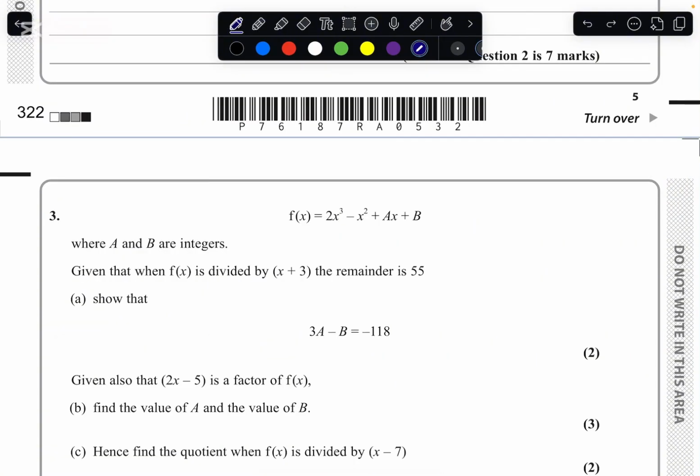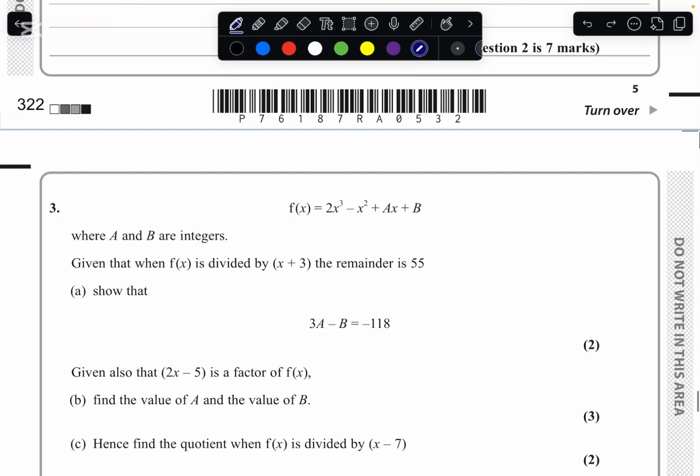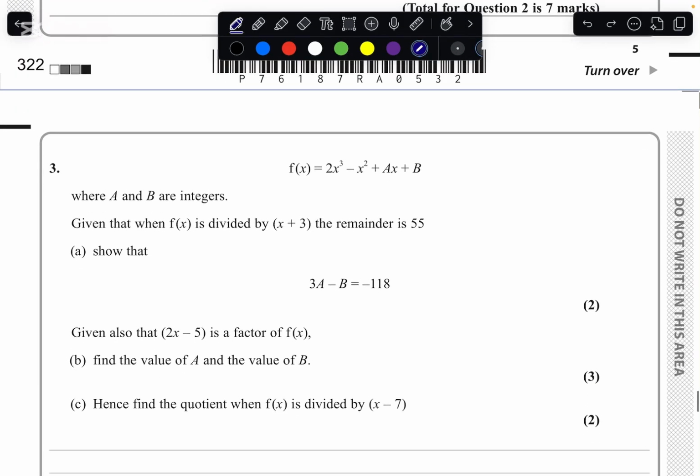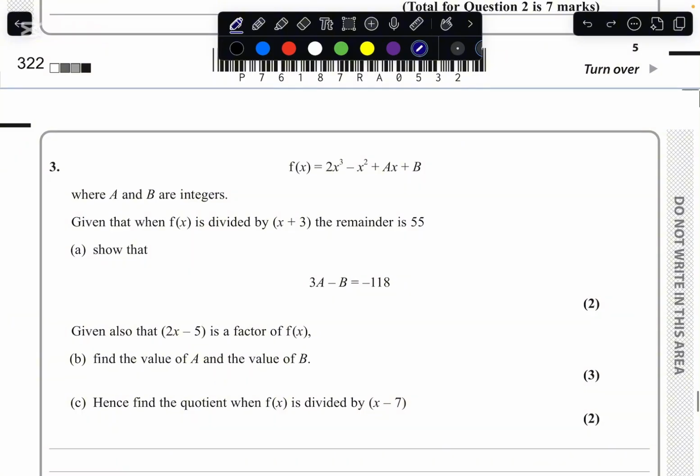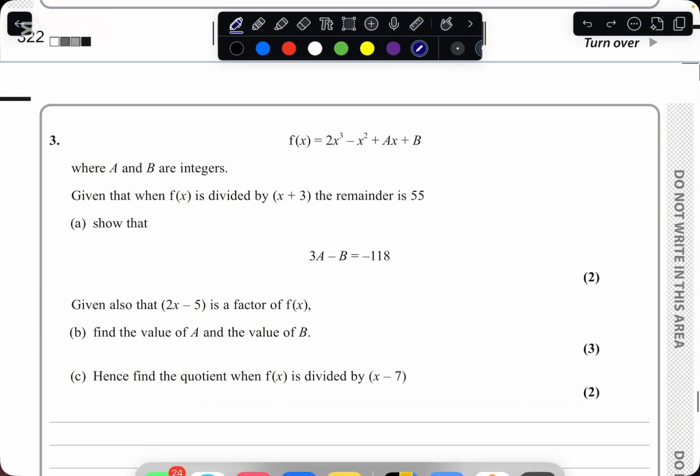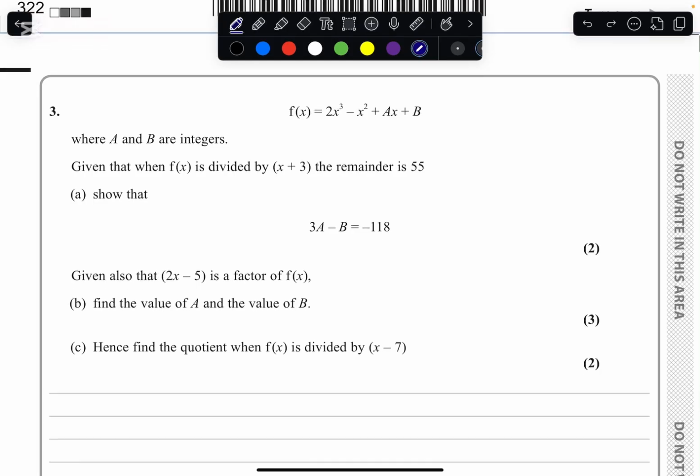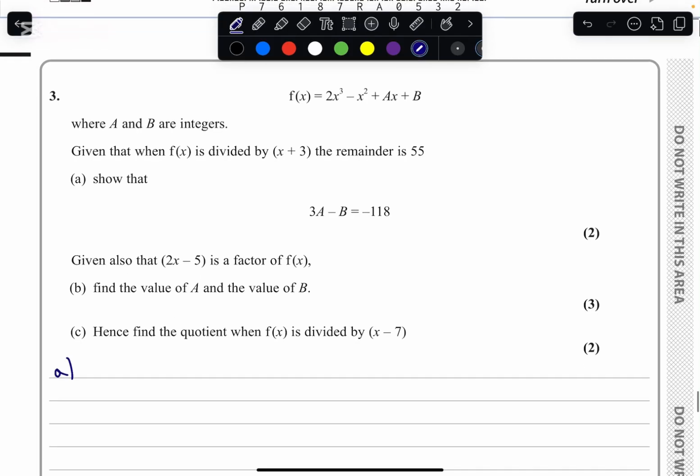In question 3, we are given the following function. f of x equals 2x cubed minus x squared plus ax plus b. a and b are integers, given that when f of x is divided by x plus 3, the remainder is 55. This is a standard question. It will appear very often. So we know that if x plus 3 divides it, that means that x is minus 3. And the remainder is 55.